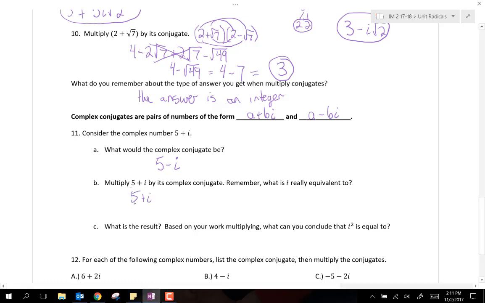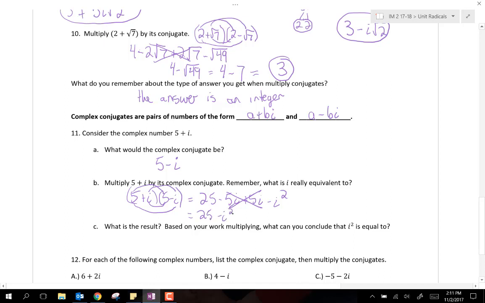So 5 plus i times 5 minus i. 5 times 5 is 25. 5 times negative i is negative 5i. i times 5 is positive 5i. i times negative i is a negative i squared. The two middle terms cancel out. I'm left with 25 minus i squared.